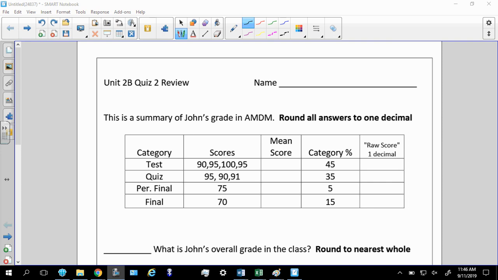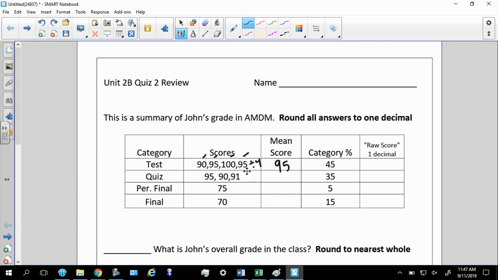So the first thing I need to do is I need to figure out what the average is. So let's go ahead and get started. So my test average here, I have a 90, I have a 95, I have a 100, I have a 95. I'm going to add all that up and I'm going to divide that by 4. The average is going to be 95.